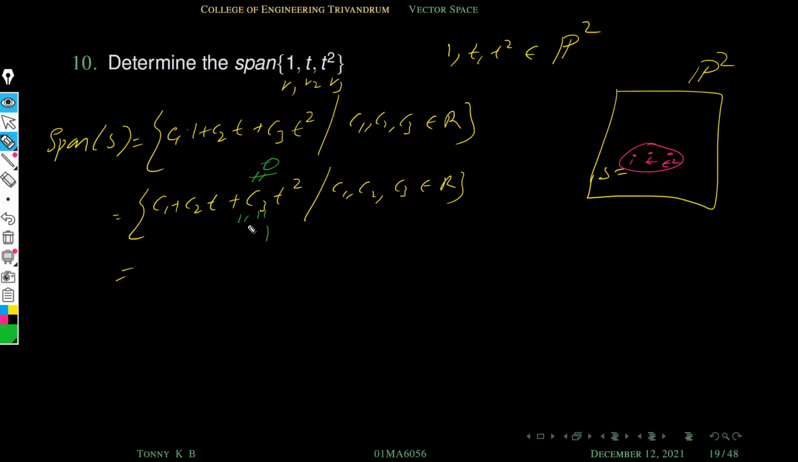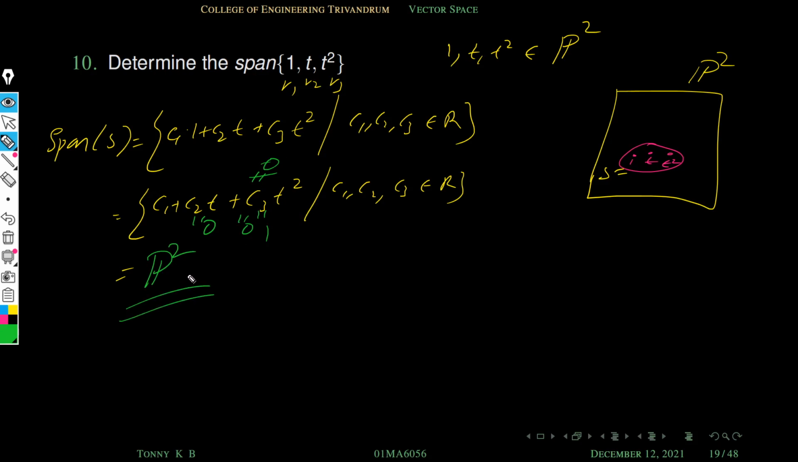Suppose C3 equal to 0 and C2 equal to 0. Then this contains all the scalars, because we can choose any C1, right? So this collection represents all the polynomials, including our scalars. Scalars are also polynomials. We can visualize scalars as polynomials of degree 0, right? Anyway, this collection contains all the polynomials up to degree 2. That is our P2. So span of S is equal to P2.